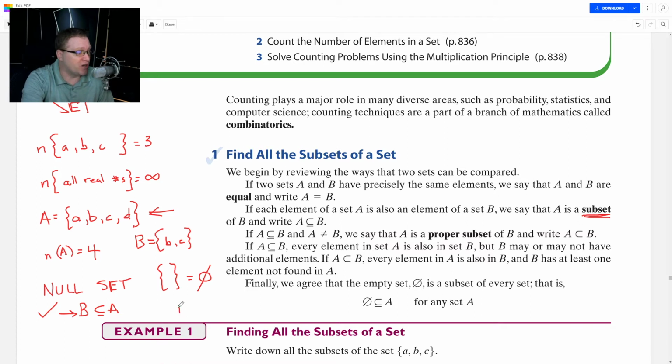In fact, we could also write B with a proper subset sign, like that as well. This is a proper subset, because B and C is less than that.